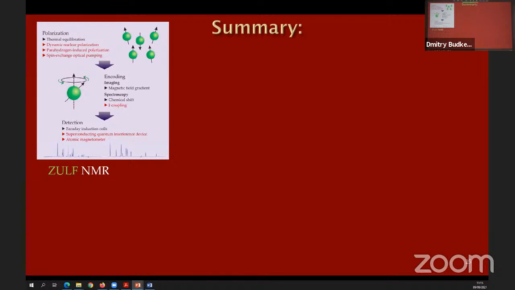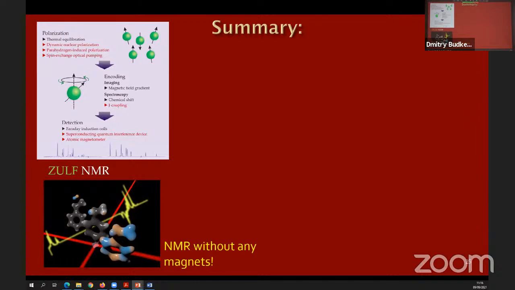So you also need magnetic field or magnetic field gradient for encoding, and here we have to think how to replace that magnetic field. In the case of spectroscopy, I hope I have convinced you already that this J coupling interaction, the residual dipole-dipole interaction, can be a very nice fingerprint there. And then for detection, of course, we rely on these non-Faraday induction methods, and this enables a zero field experiment.